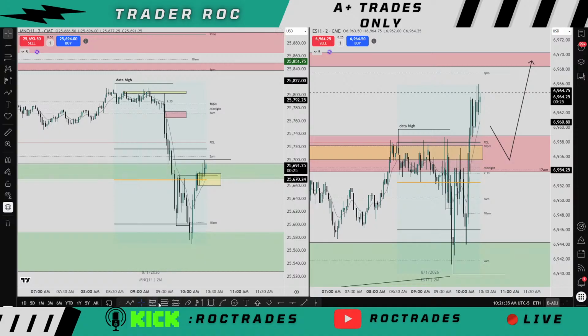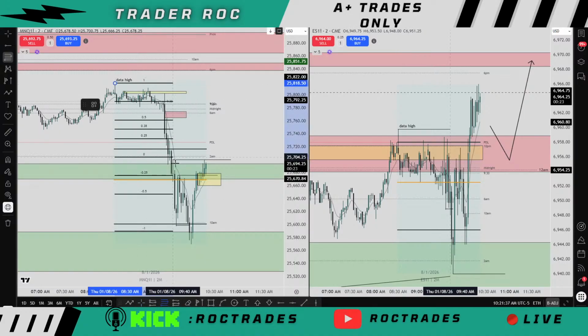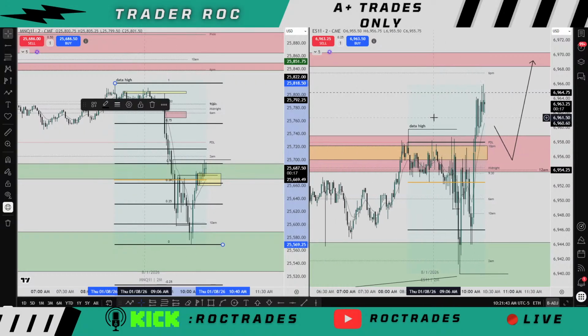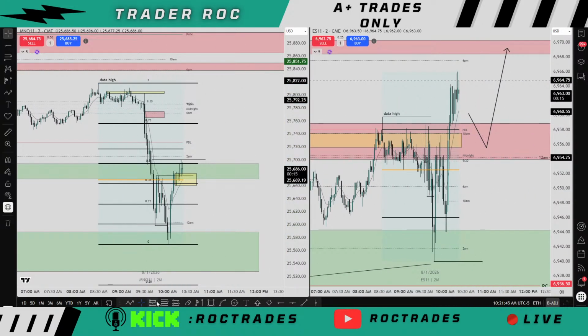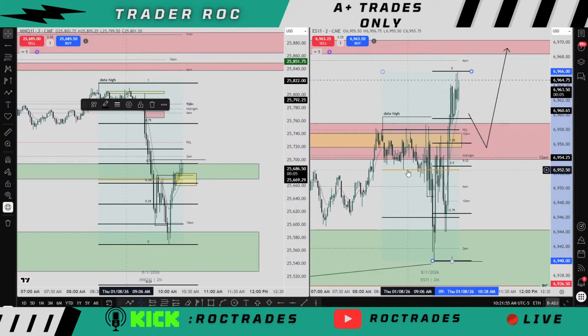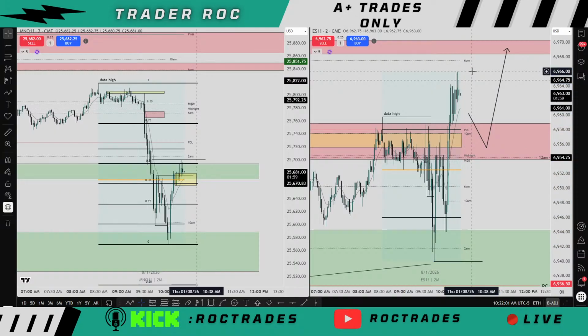From the data high to this low here, the 50% level would be here. We've already broken that 50% level from data high to data low. So now if you go from low to high, 50% would be back around that point of control. So I'm chilling right now.